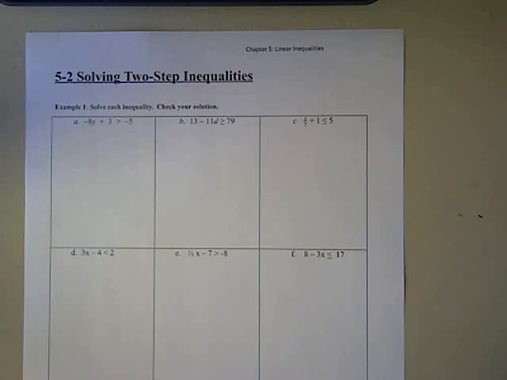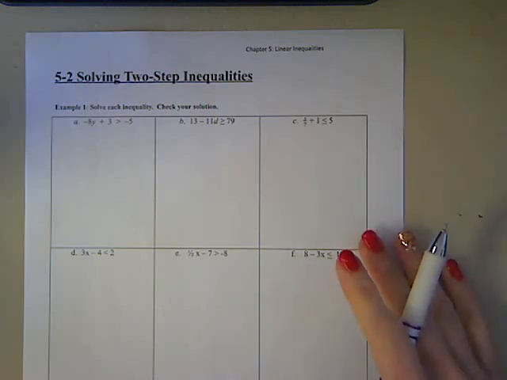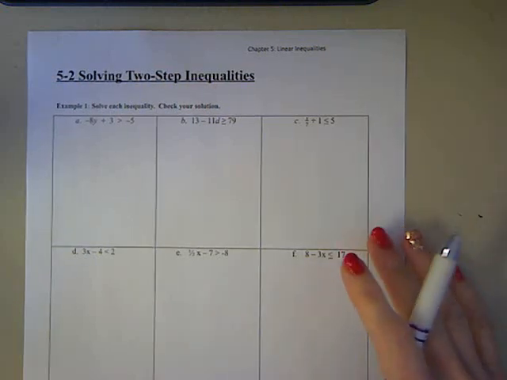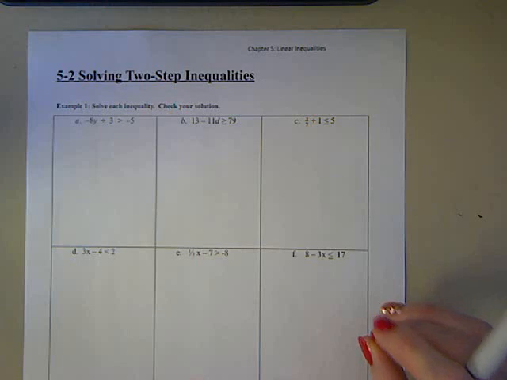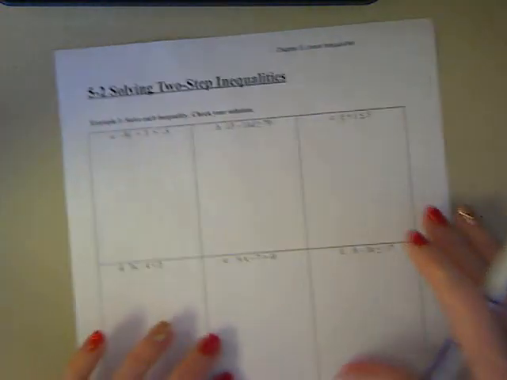So remember, the same rules apply for solving equations as inequalities. The only difference, or extra rule to remember, is that when you multiply or divide by a negative number, you switch your sign. Otherwise, everything else is the same.